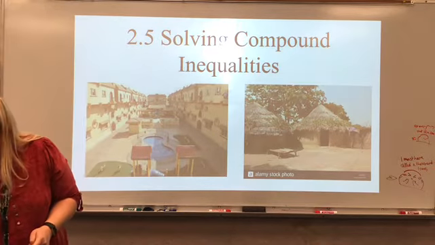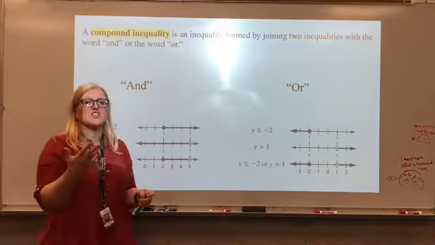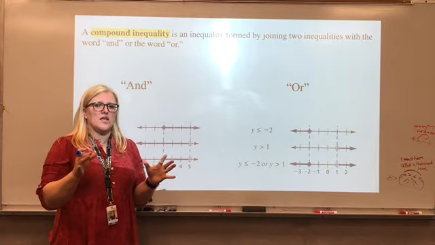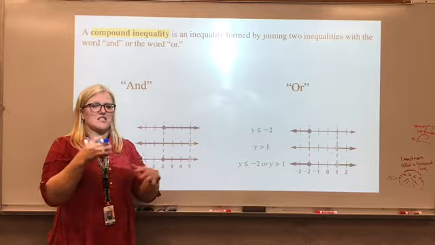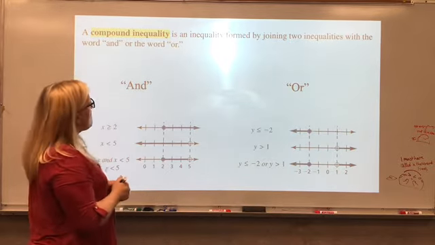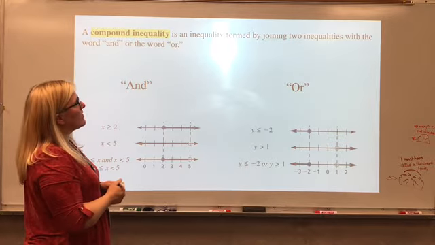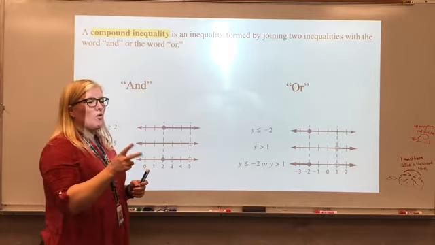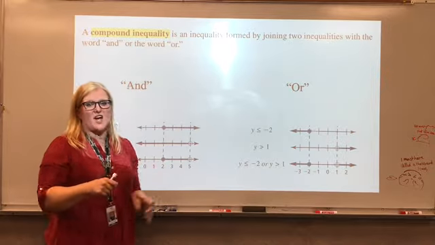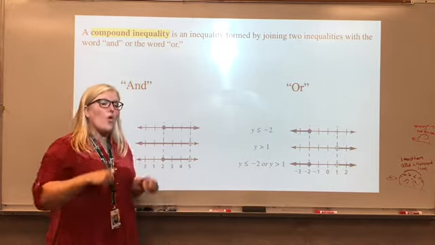All right, so solving compound inequalities. We have actually already learned about this. This is kind of more of a formal lesson about it, plus it takes us a little bit farther. So a compound inequality is an inequality formed by joining two inequalities with the word and or the word or. Remember we talked about the sandwich and we talked about the or.